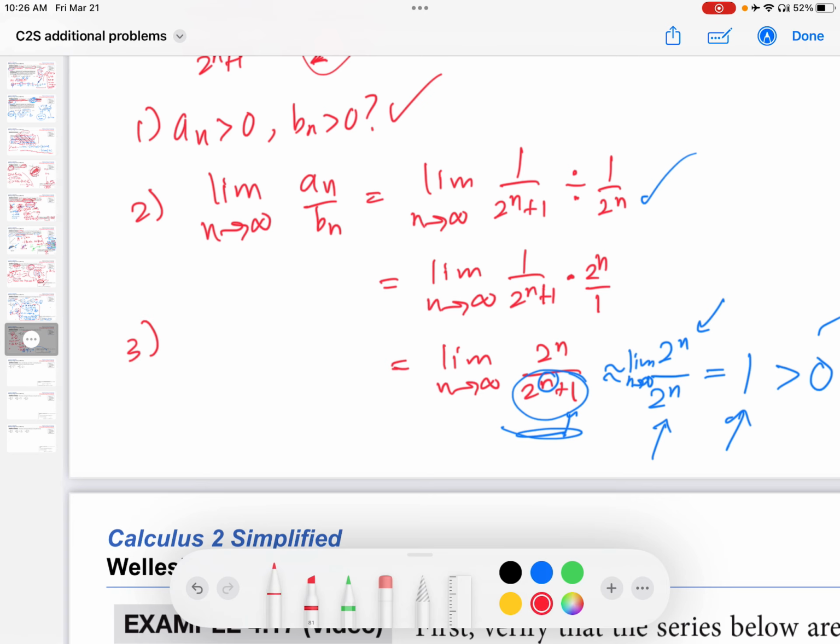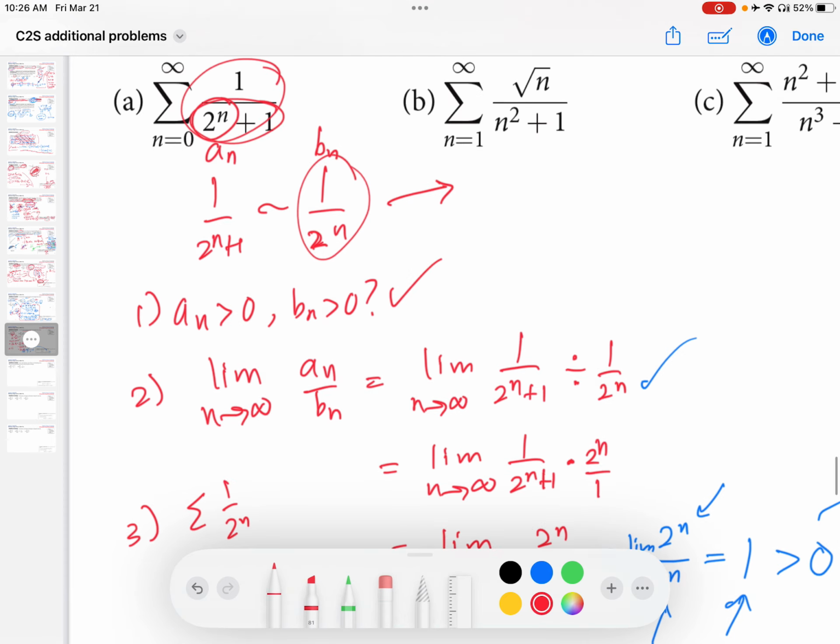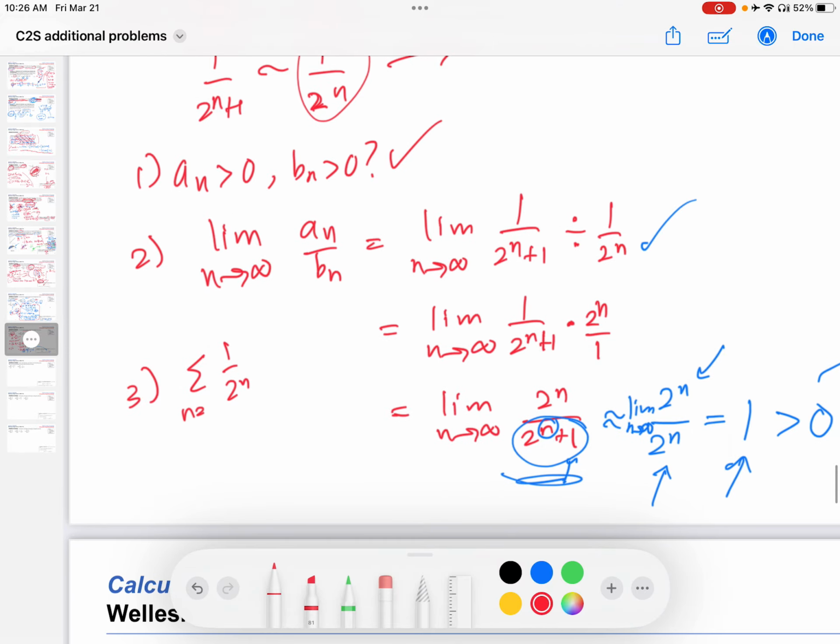Okay, the last one is to know whether the bn series that I'm using converges or diverges. So in this case, if bn is 1 over 2 to the n, and this series starts at n equals 0, doesn't really matter so much because this is 1/2 to the n, and therefore it's a geometric series with r equals 1/2. We know that the convergence condition for geometric series is that r is less than 1. In this case it is, it's 1/2. So actually this series converges.